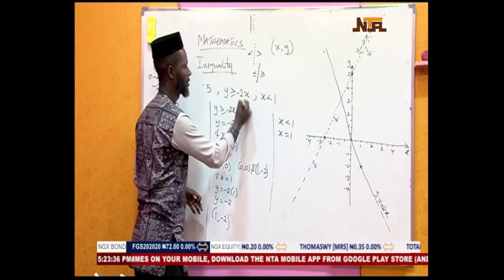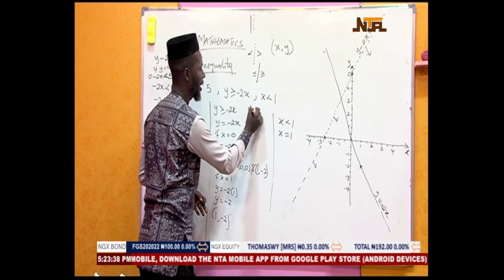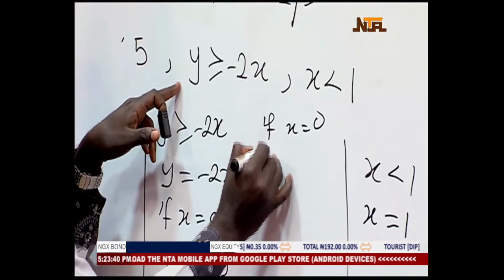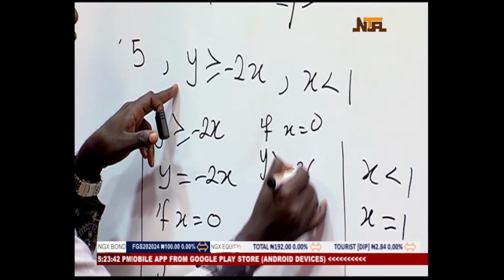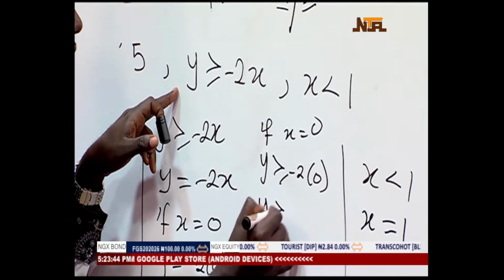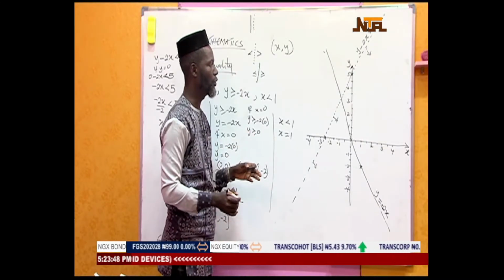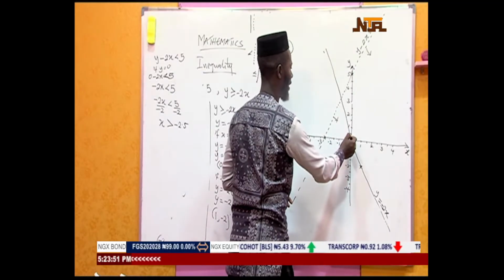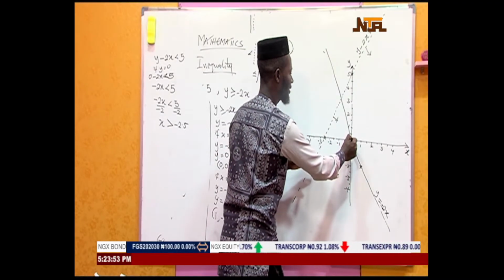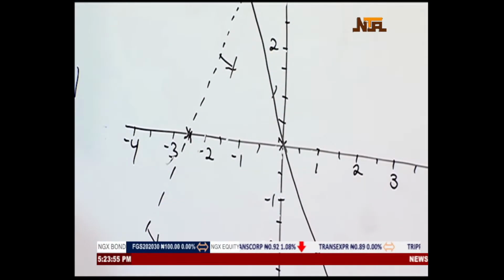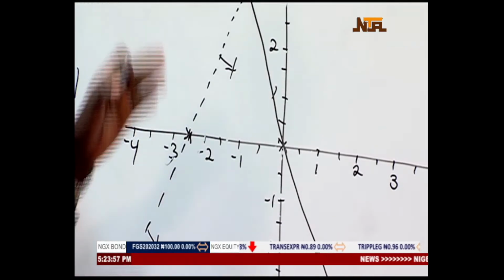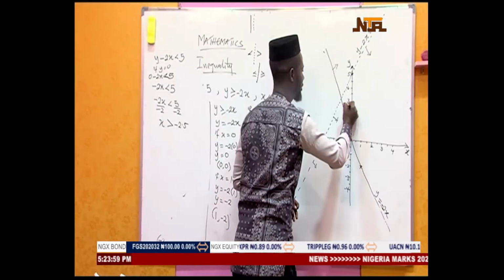Let's go back to this place. Now, substitute that if our x is equal to 0, so we have y greater than or equal to minus 2 into bracket 0. That's y greater than or equal to 0. So we go to where our y is equal to 0, which is the origin. This is where our y is equal to 0. So greater than 0, is it up or down? Greater than 0 simply means up, which is this side. Just indicate it.